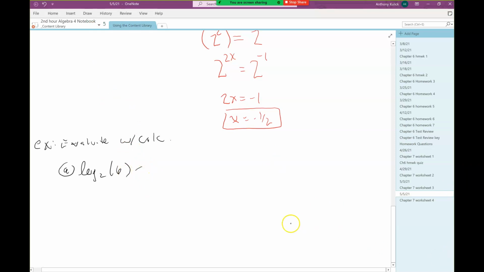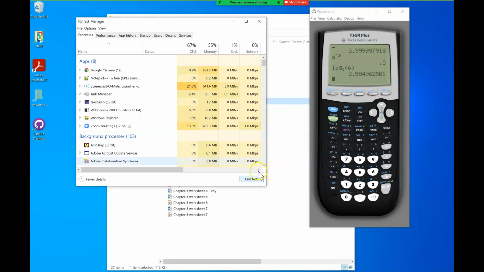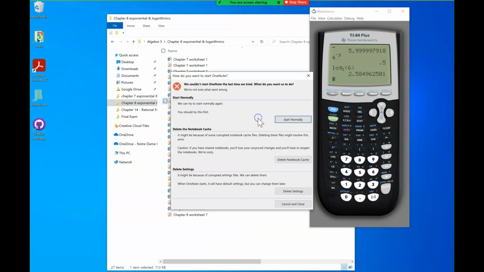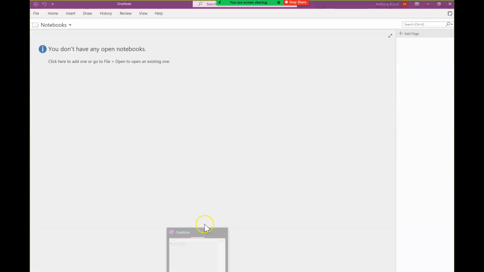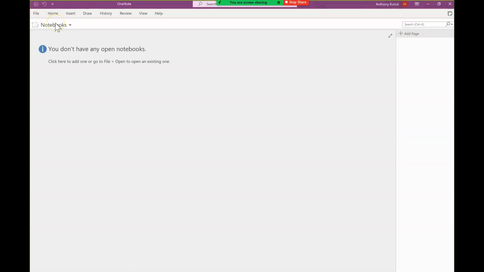You're joking. This is like 3 times in a minute. I just want to take it and break it over my knee. I can do it if you want. Well, we couldn't start OneNote the last time we tried. What do you want us to do? Start normally, delete the cache. Delete the cache. It's fine. We don't have any open notebooks. So I have to reopen all these notebooks. Cool. Thanks.